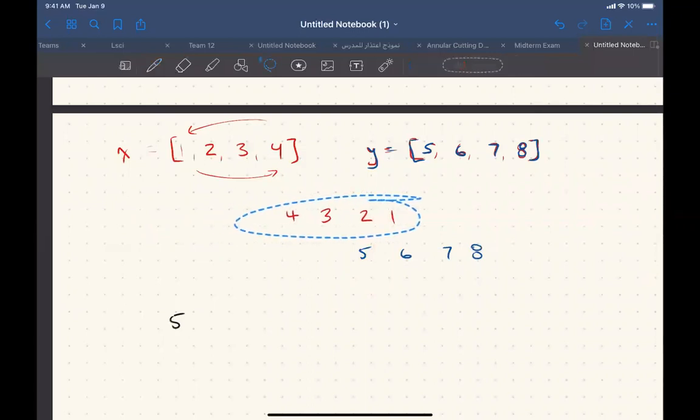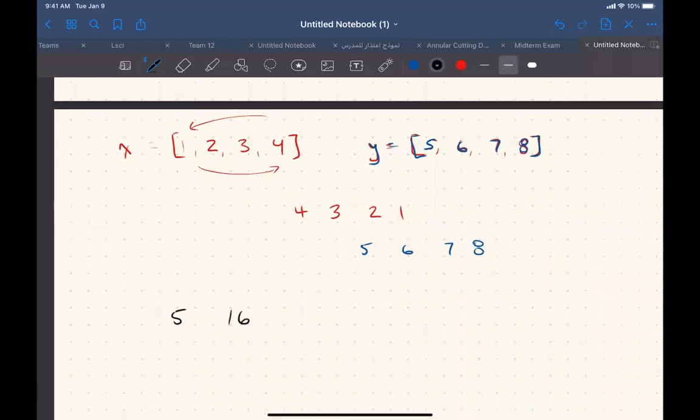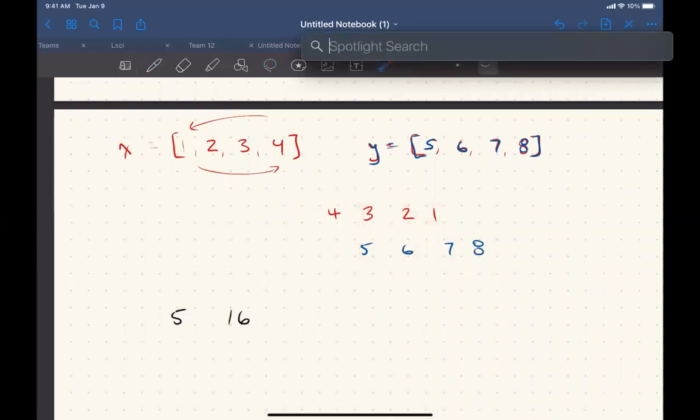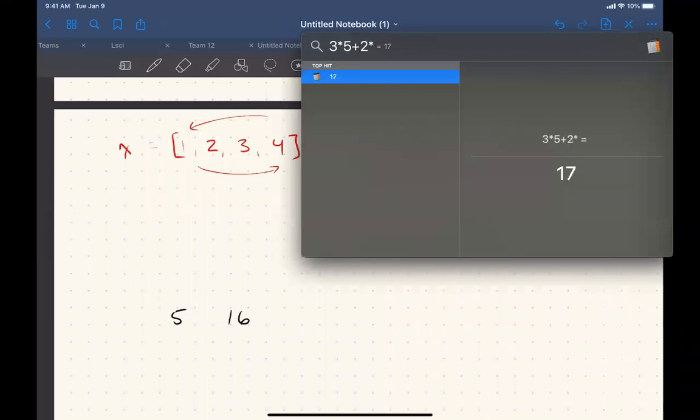We're going to move it. Here we have aligned 2 and 5, 1 and 6. So we add 2 times 5, that's 10, plus 1 times 6, that's 16. That's our second value. Then we move it again. Here we have 3 and 5, that's 15, plus 2 and 6, that's 12, and 1 and 7. That's 3 times 5 plus 2 times 6 plus 7, that's 34.